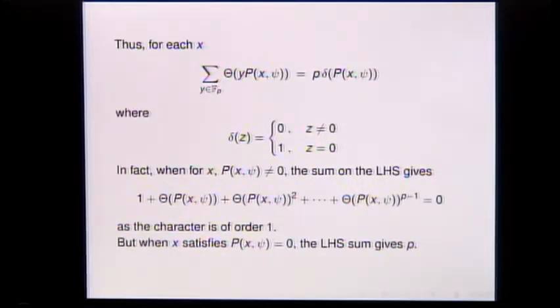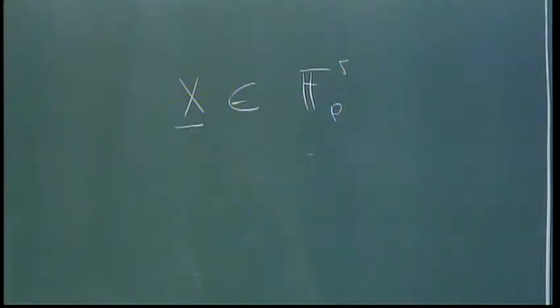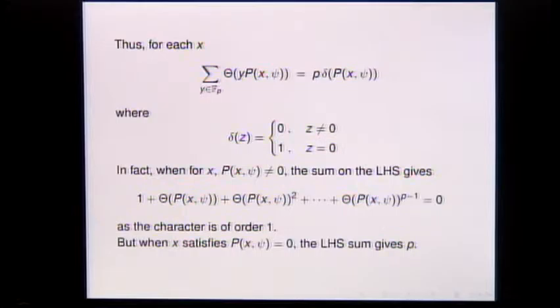When, for a given x in your ambient space, this polynomial equation is not satisfied, the sum on the left-hand side gives you this: when y is 0, you get 1; when y is 1, you get theta of p; when y is 2, you get theta of p squared, and so on, because it's an additive character. But that sum is 0 because it's a character of order p. So you actually get 0 when x doesn't satisfy the polynomial equation. But when x satisfies the polynomial equation, the sum gives you p, because you get theta of zero, which is one, so you get one p times. So this is why you get what you have on the right-hand side.